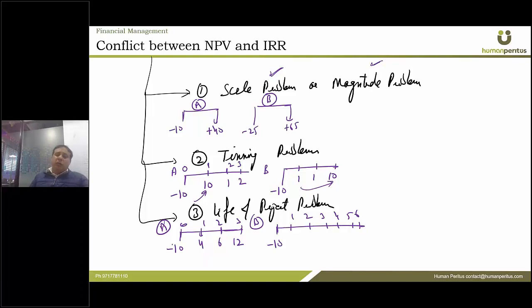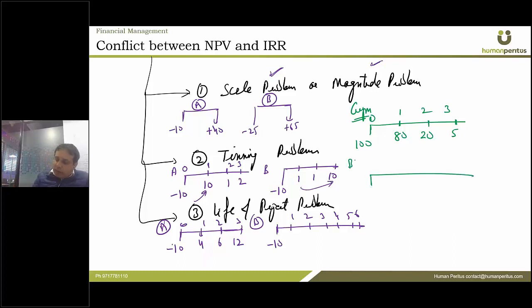Okay. So timing problem is what? I'll tell you, Ankit, once again. Timing problem is what? That maybe I open a gym. In case of gym, what happens? Maybe I invest rupees 100. After first year, I get rupees 80. After second year, I get rupees maybe 20. After third year, maybe I get rupees 5. This is my gym.